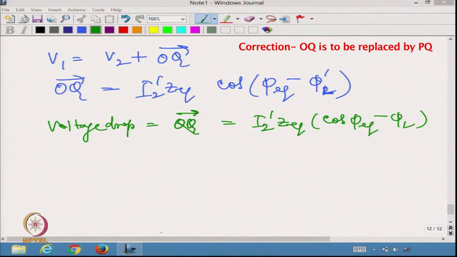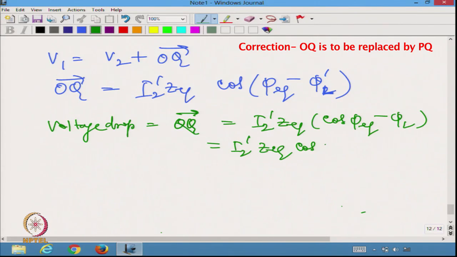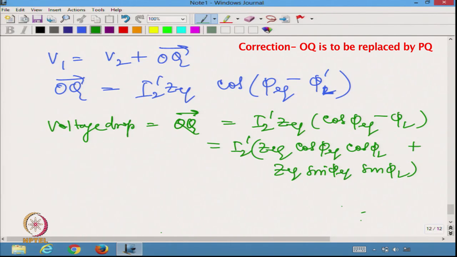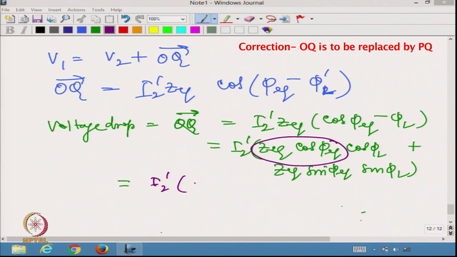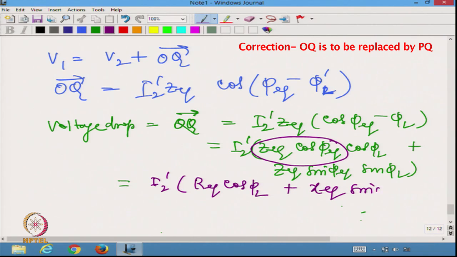So, in which case I can write this to be I2 dash Z equivalent. You know the expansion of cos of phi equivalent minus phi L. Cos of A minus B equals cos A cos B plus sin A sin B. So, we are going to write Z equivalent cos phi equivalent cos phi L plus Z equivalent sin phi equivalent sin phi L. We wrote it already in the short circuit test also. That will be essentially R equivalent cos phi L plus X equivalent sin phi L. So, this is the voltage drop.